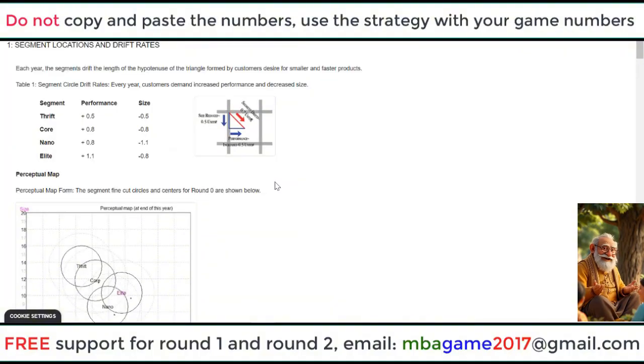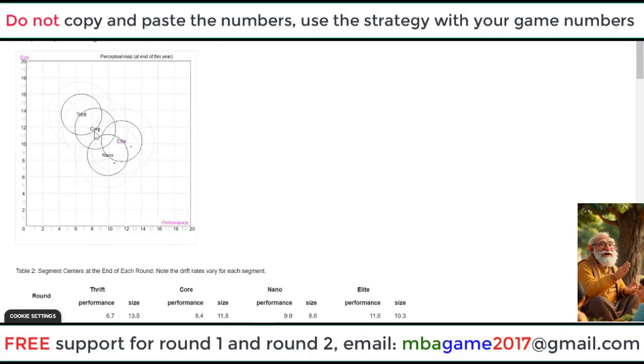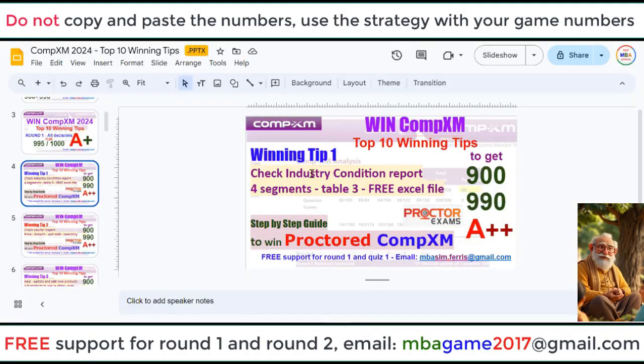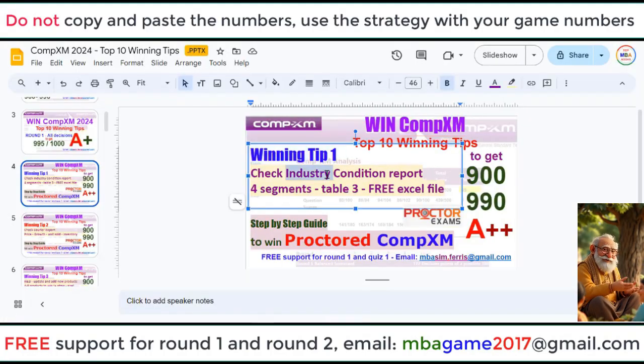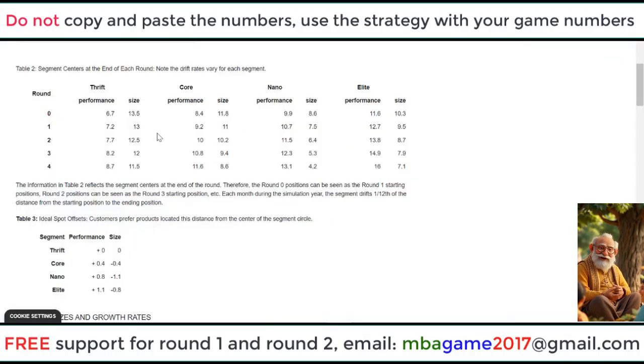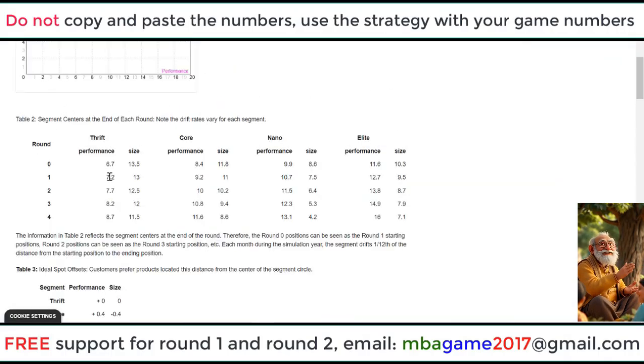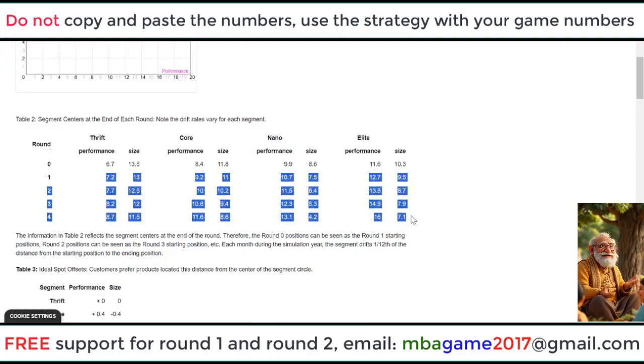Tip 1. Start with the Industry Conditions Report before you touch any decisions in R&D, marketing, or production. The first and most important step is to open the Industry Conditions Report. This report helps you understand the 4 customer segments in the simulation: traditional, low-end, high-end, and performance, covering low-cost standard products through premium products with top pricing. Use this document to understand how each segment behaves. Look for segment size, growth rate, and ideal position for each segment on the perceptual map. This data forms the foundation of your decision-making across all departments.